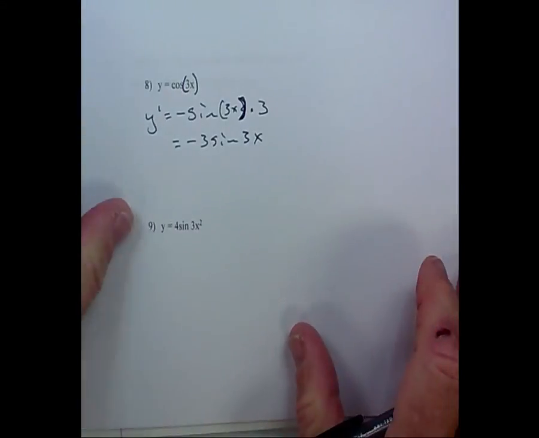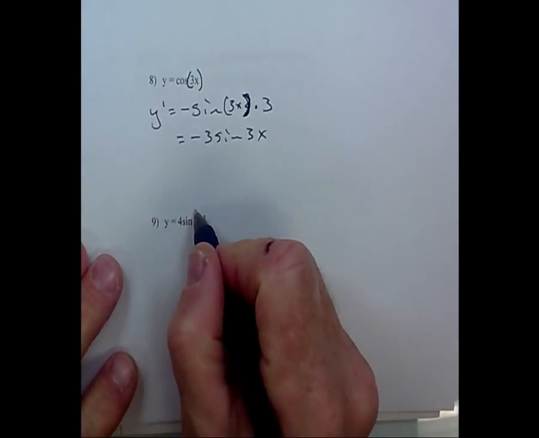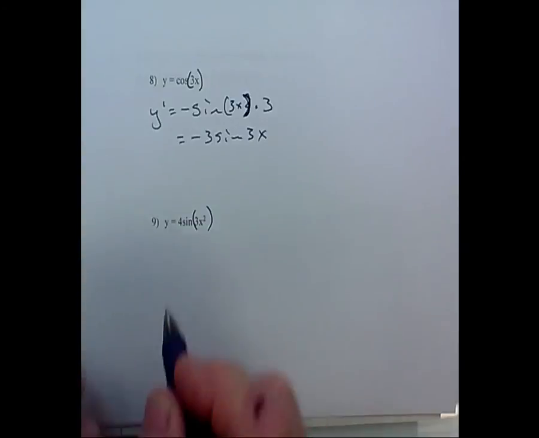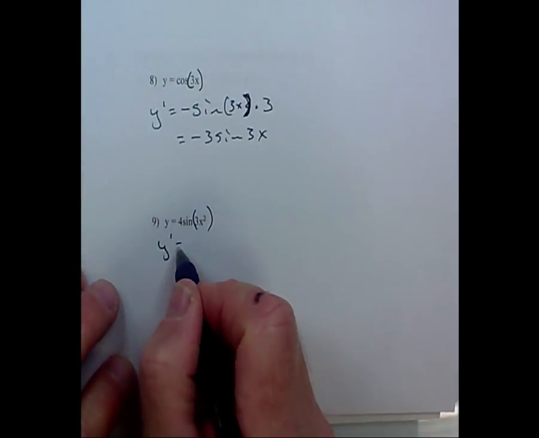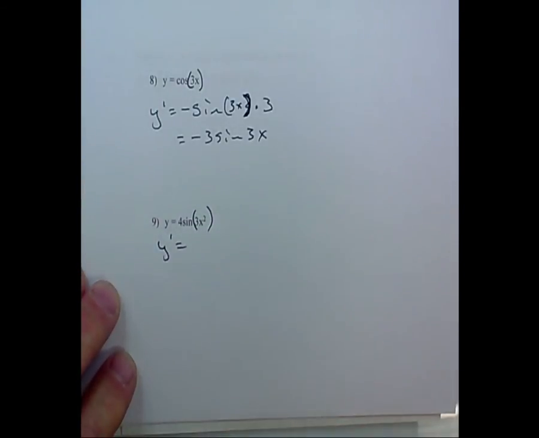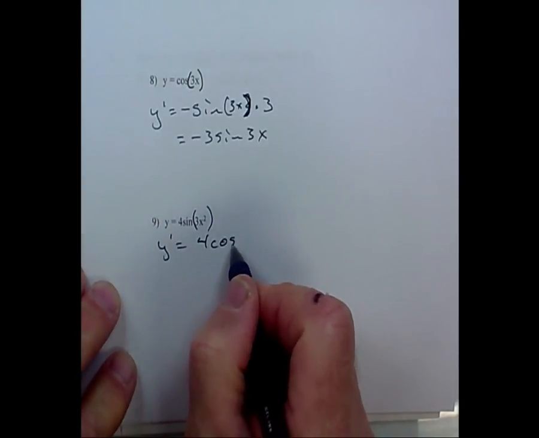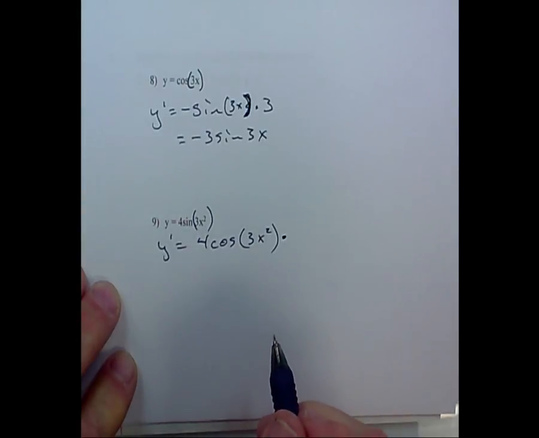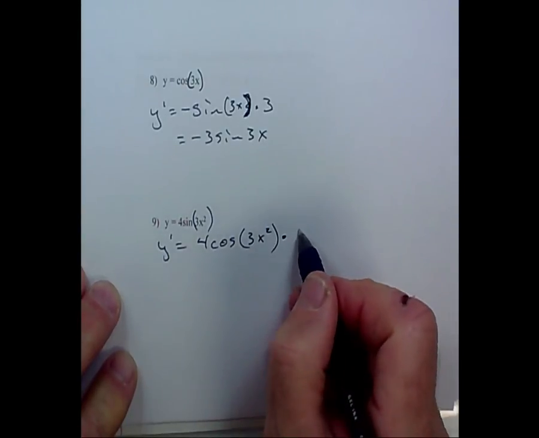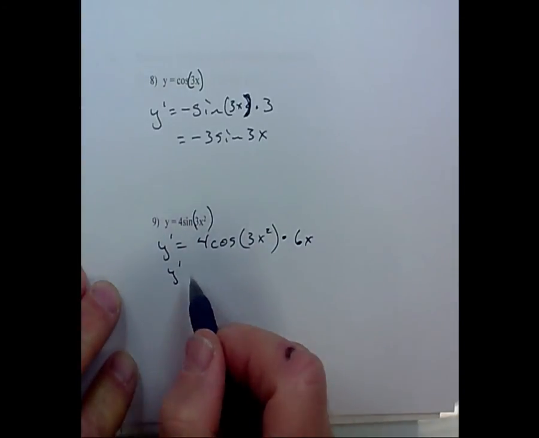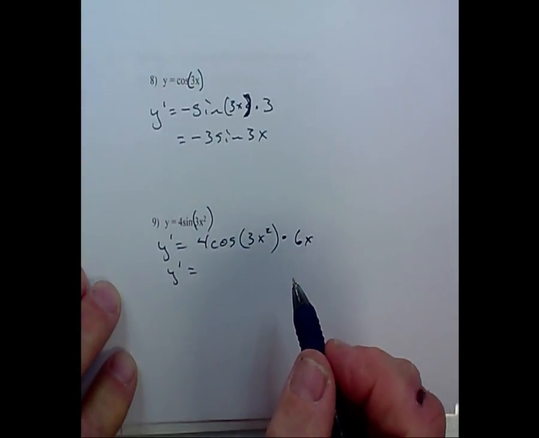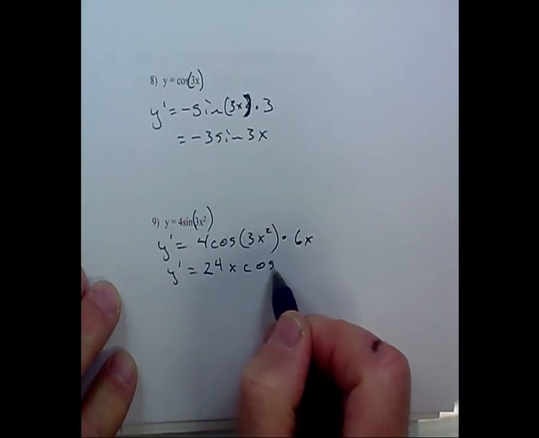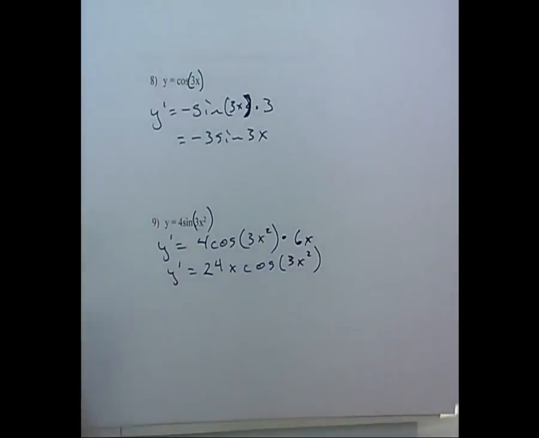Okay, Ryan, on this one, I'm going to put parentheses here. I always put them in there. Okay? So that means y prime is equal to what? Cosine of what? 3x squared. Yep. Now times what? 6x. And so my final answer is going to be what? 24x cosine of 3x squared. Perfect.